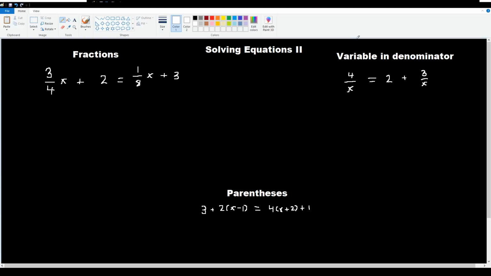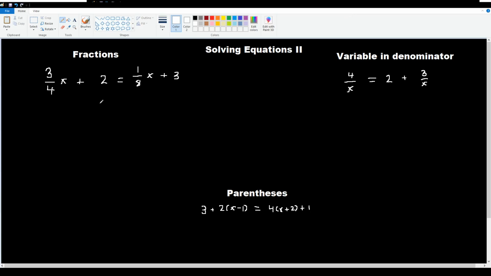So this video is going to be the second part to the solving equations video we did earlier. And in this video, what we're going to be doing is tackling more complex problems and solving these equations. So the first example we're going to look at is an equation with fractions.